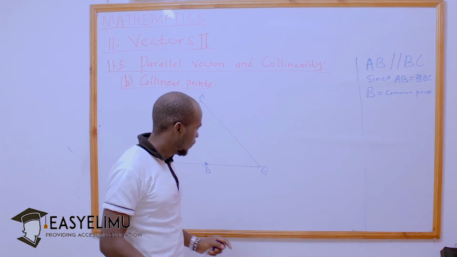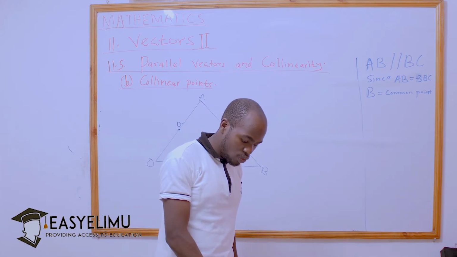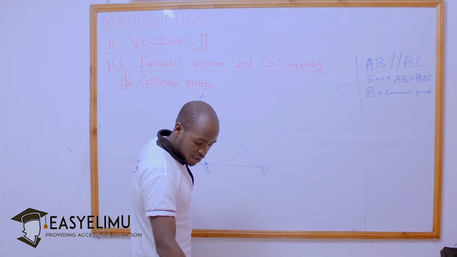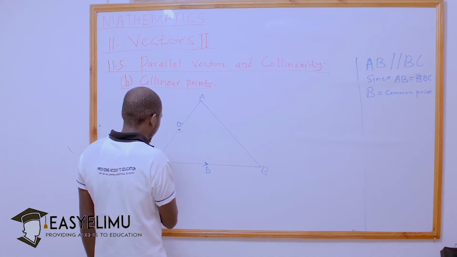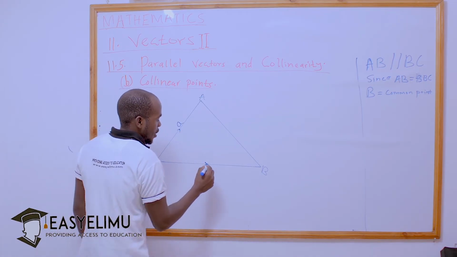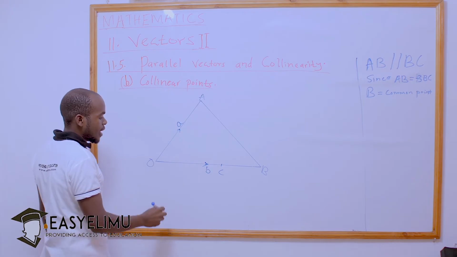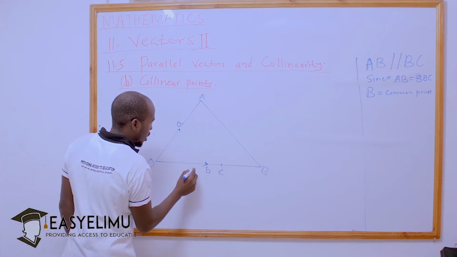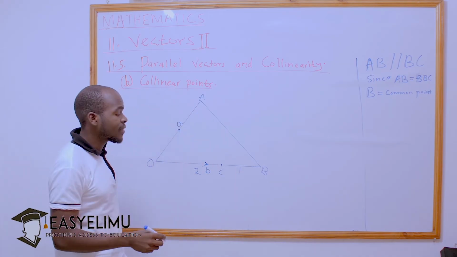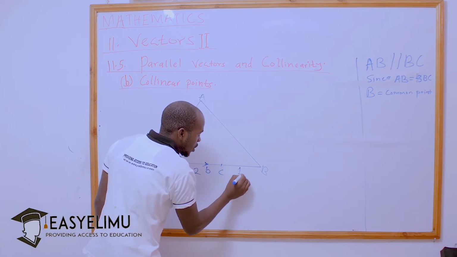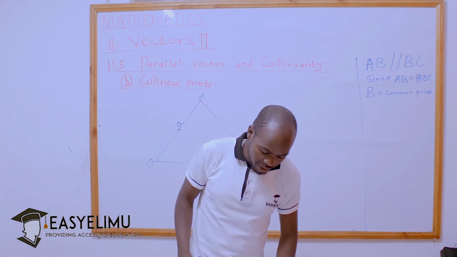C lies on OB. C is a point on OB such that the ratio of OC to CB equals 2 to 1. Let's say that OC be a point at this point, and this one we call C, such that OC to CB is 2 to 1. So meaning this side will be 2, this side will be 1. That is the ratio which we have been given. So CB will be 1 of that. We shall see how we shall find out.